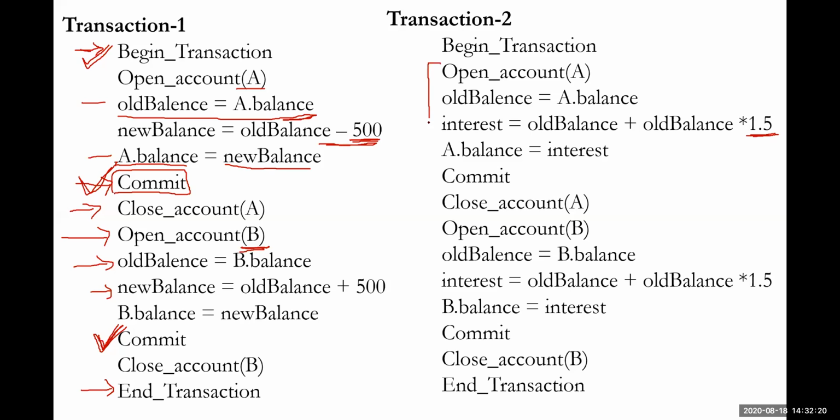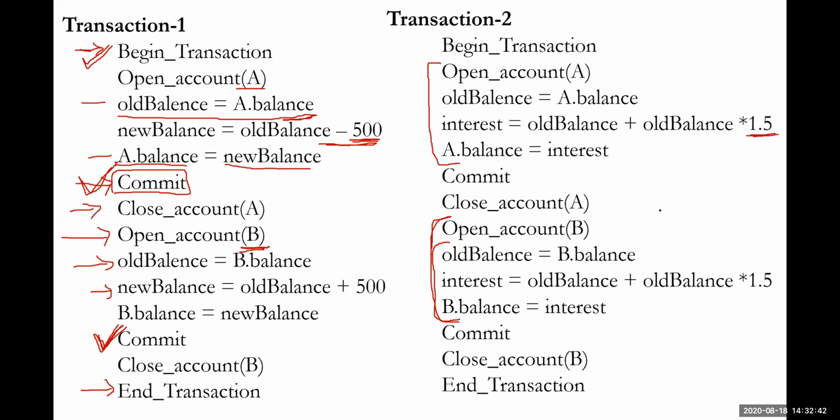This is considered as A's account information, and this is considered as B's account information. From here to here, this is considered as B's account information, and so on and so forth. You have many interest calculations that could be there here.